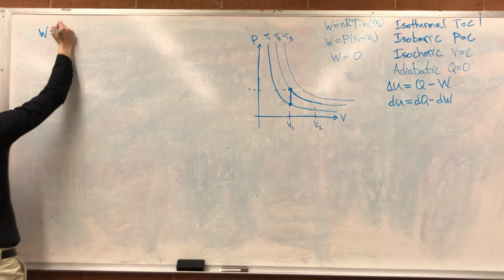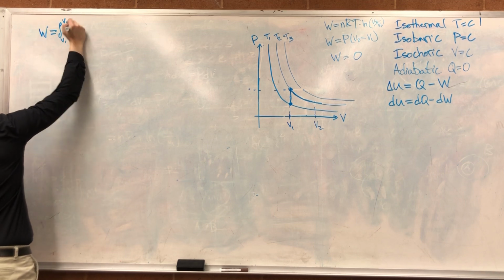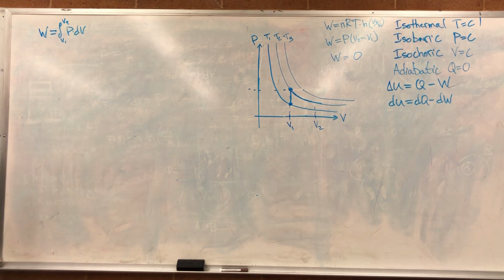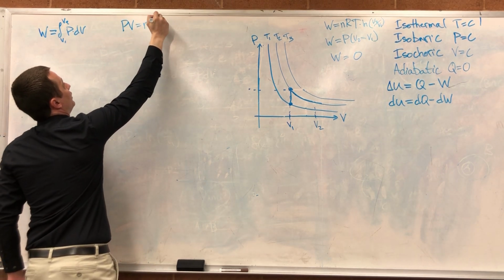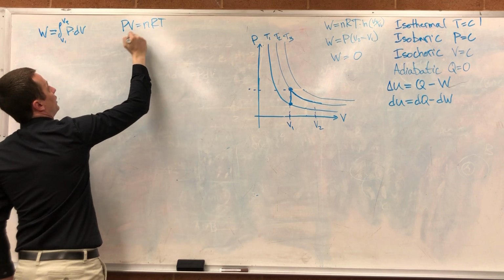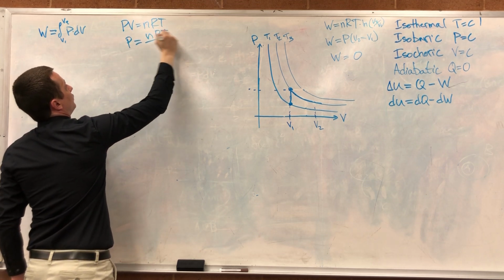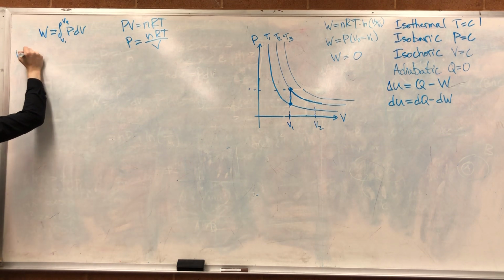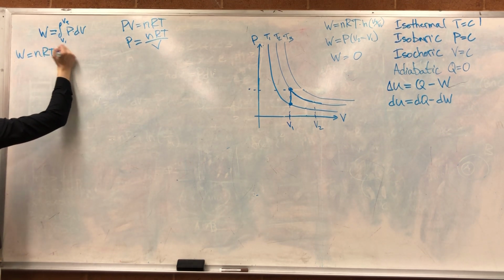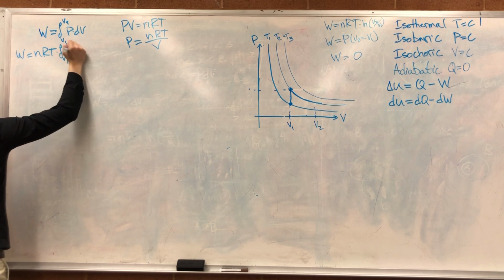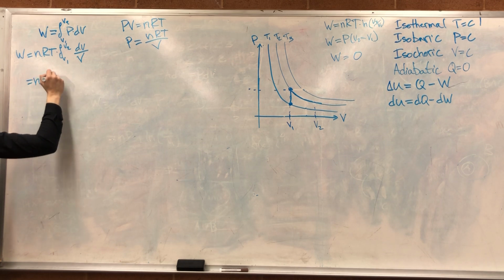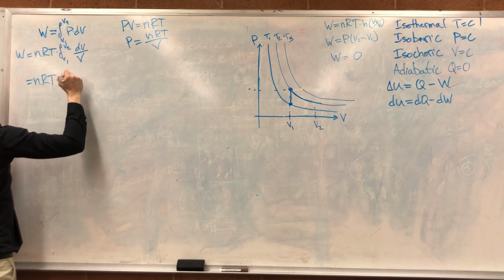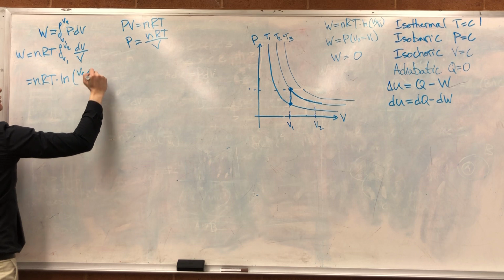So I know work always and forever is equal to the integral from V1 to V2 of pressure times dV. Always and forever, that's what it is. We were told that we're dealing with an isothermal expansion, and that's an ideal gas. In an ideal gas, PV is equal to nRT. If T is a constant, then I know that P is equal to nRT over V. And so we get work is equal to nRT times the integral from V1 to V2 of dV over V, which is equal to nRT times the natural log of V2 over V1.